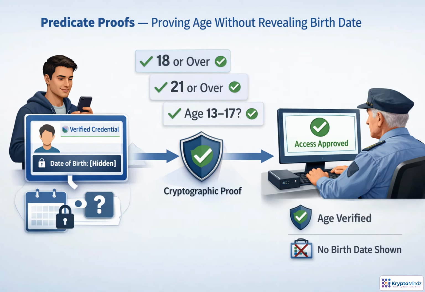Age verification is a clear example of a predicate proof. The credential may contain a signed birth date, but the wallet does not disclose it. Instead, it evaluates the verifier's rule, such as over 18, over 21, or within a teen range, and generates a cryptographic proof. The verifier learns only the result. Because age changes over time, the proof also needs a trusted current date and a freshness check.